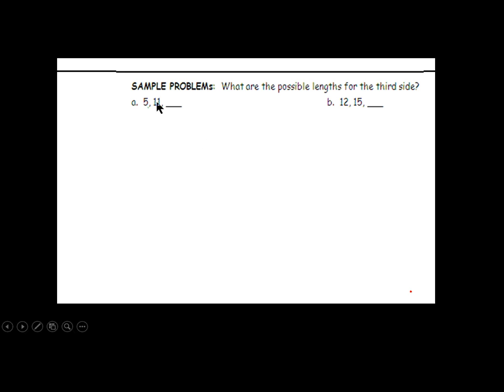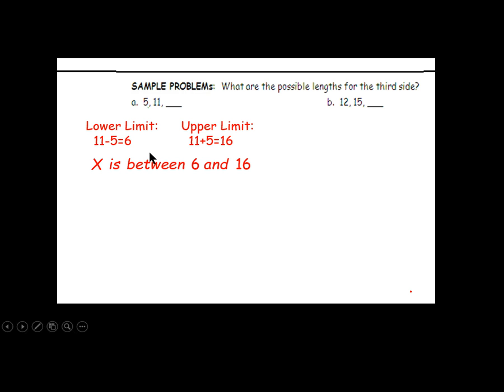For example, 5, 11, blank. What could this third side be? Well, there's an upper limit, it can't be 1,000, and there's a lower limit, it can't be 1. How do we find those limits? Really easily. We simply add the two numbers together, and we subtract the two numbers from each other. See, 11 minus 5 is 6. That's our lower limit for the third side. The upper limit is 11 plus 5. We get 16. So our answers, the third side, would have to be between 6 and 16.